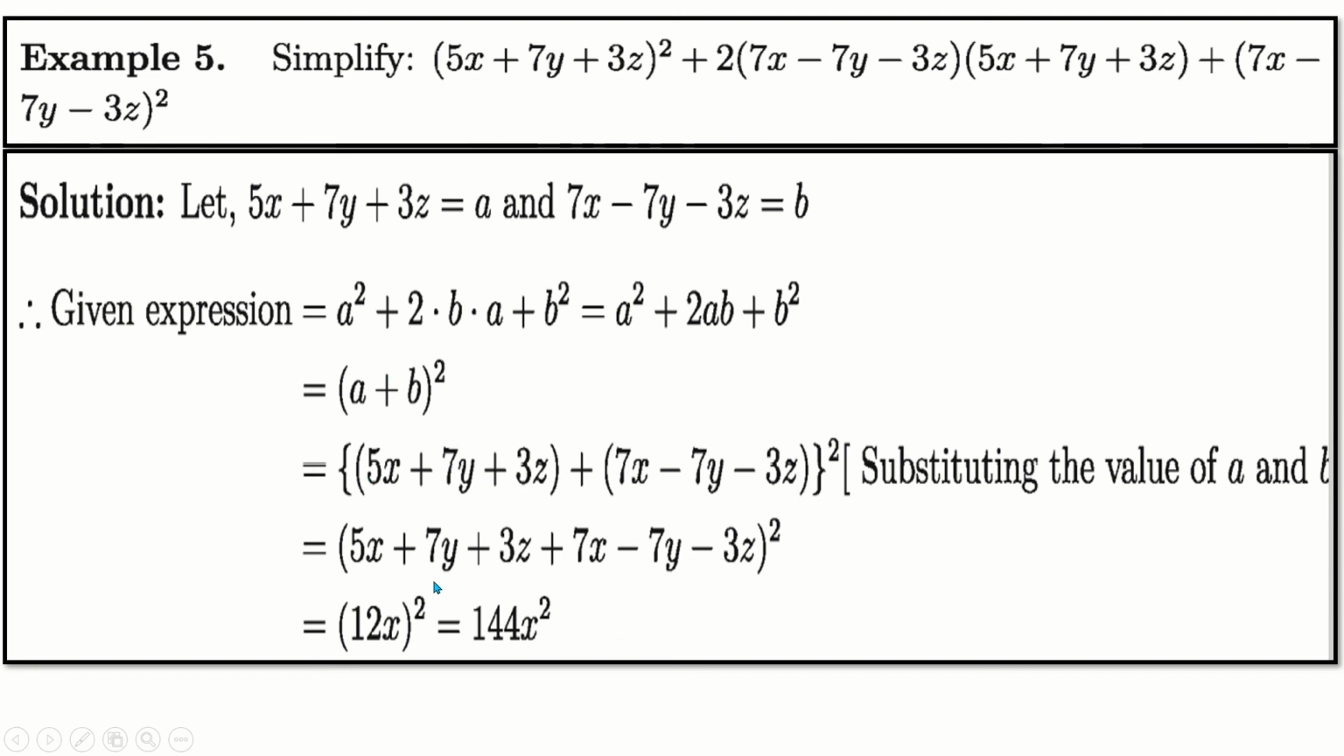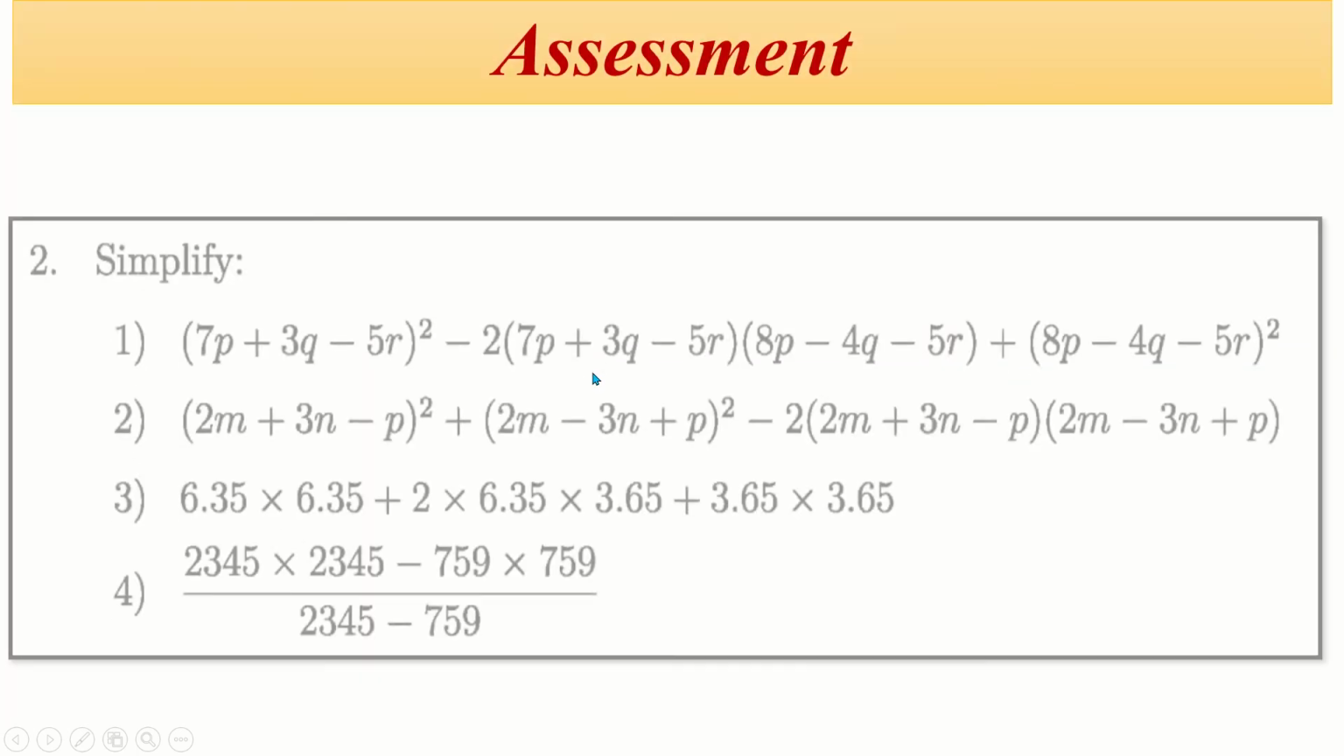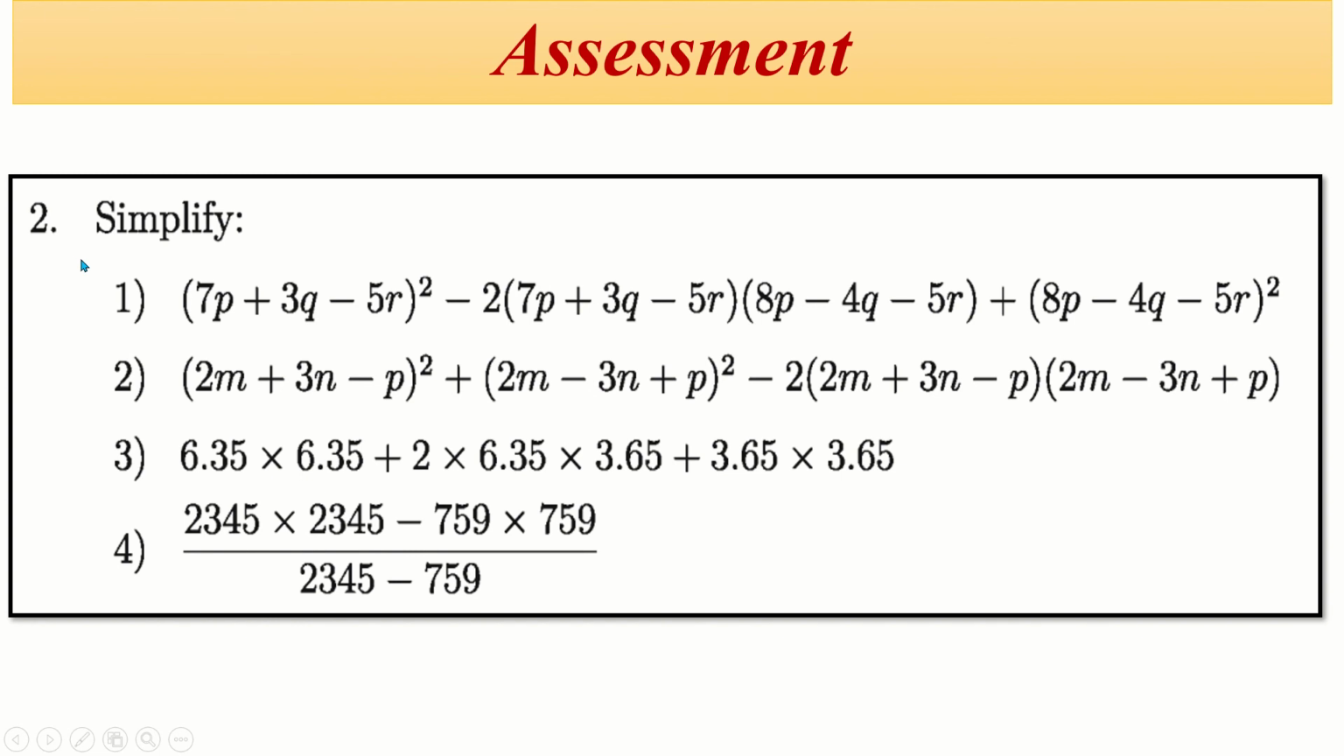Now calculate, we will get 5x plus 7y plus 3z plus 7x minus 7y minus 3z. Plus 7y and minus 7y cut, plus 3z and minus 3z cut, we will get 5 plus 7, 12x whole square. This equal to 144x square. This is the required answer. Clear everyone? So follow this. You can easily solve exercise 3.1 question 2. Okay.